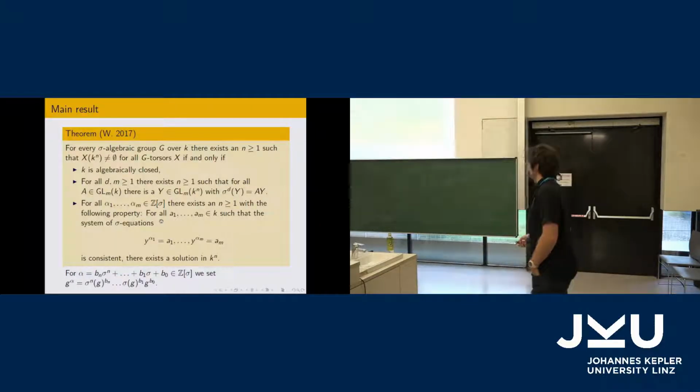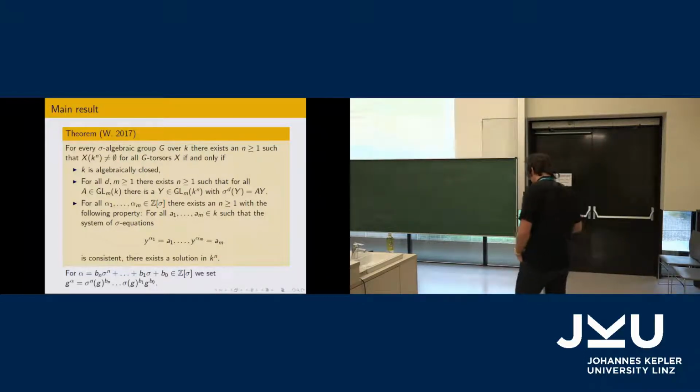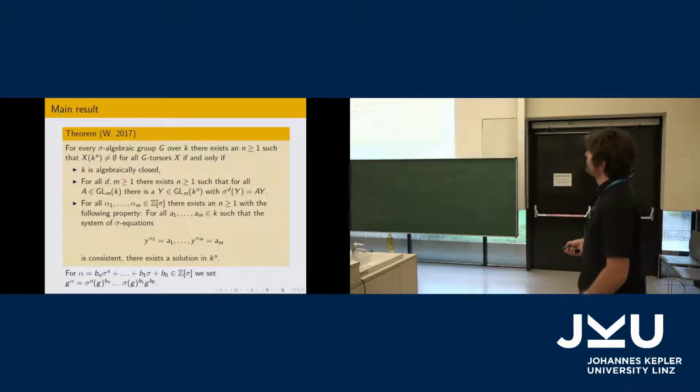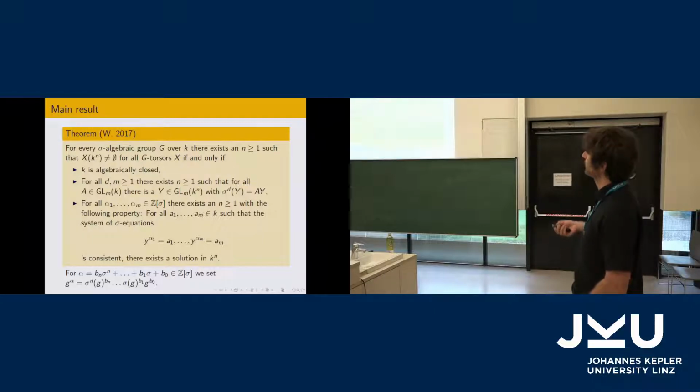And so here that's the main result. I'm interested in difference fields such that all torsors have a point in k to the n for some n, and where the n actually only depends on the group and not on the torsor.